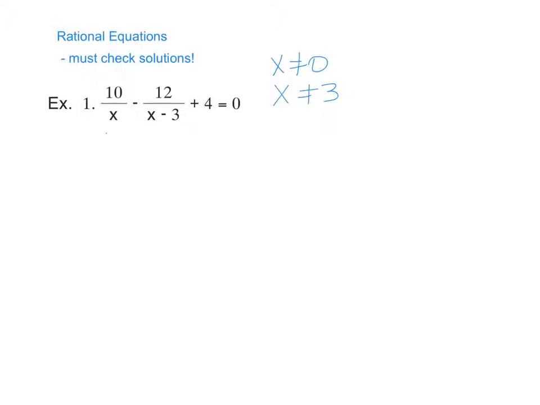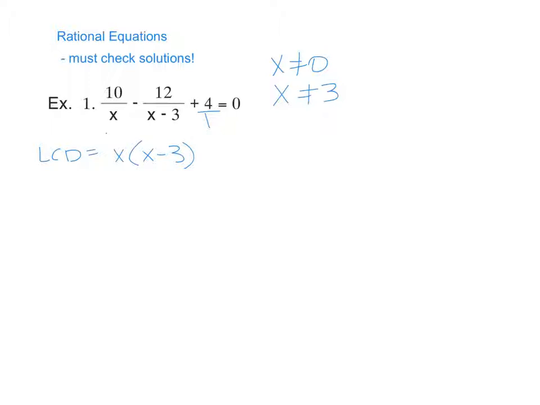We've done these before, but I need a common denominator. So what is my least common denominator? And some people like to write this over 1. It doesn't have to be set equal to 0. A lot of times in these equations we do not have them set equal to 0. This one in particular does. It will make it a little bit easier, but not a whole lot. So my common denominator is going to be x times x minus 3.